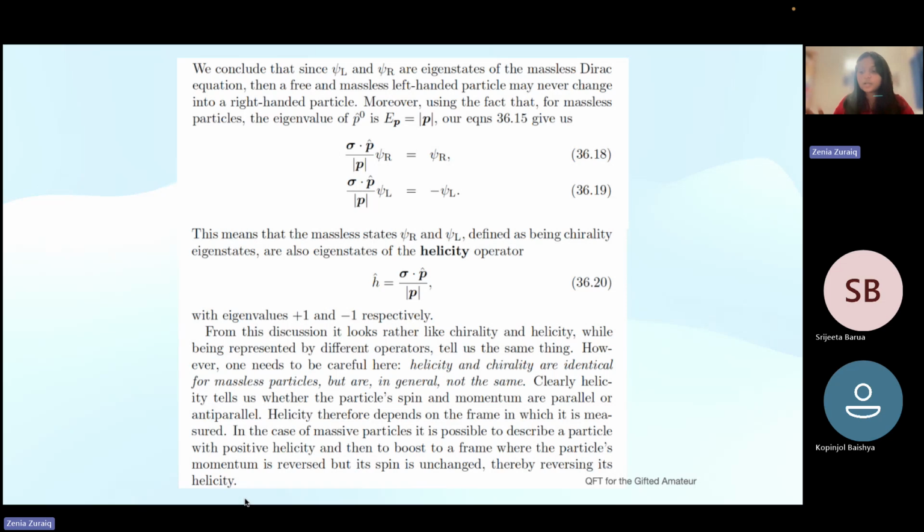However, for a massless particle, as you imagine, massless particles always travel at the speed of light as imposed by special relativity. Since the speed of light is constant in all frames, the massless particle is always moving in the same way in all frames, so we cannot boost to a frame where the momentum is going to be different. That's why the helicity of a massless particle is the same as its chirality. It is an intrinsic property.